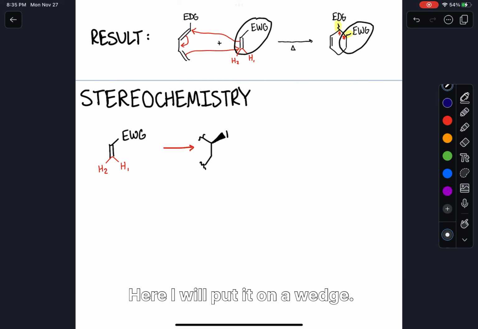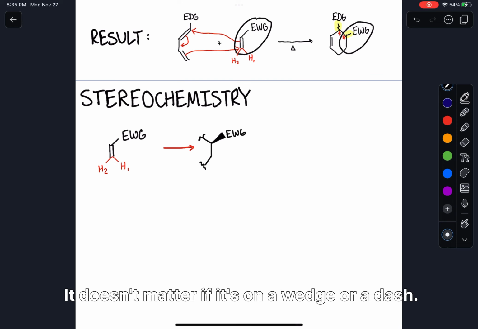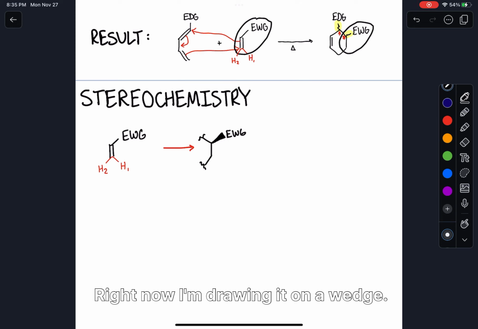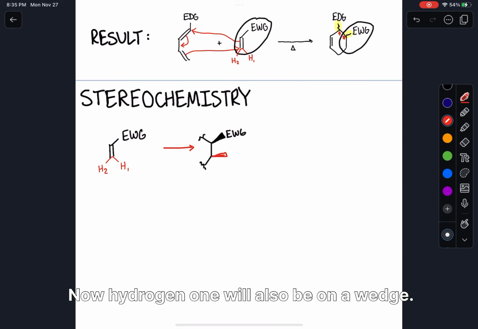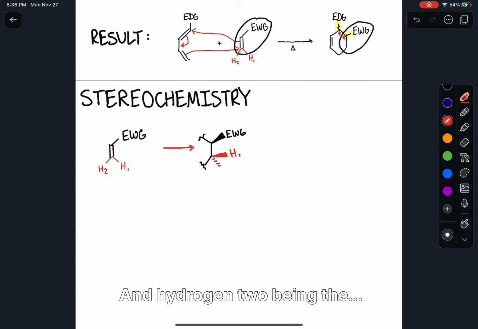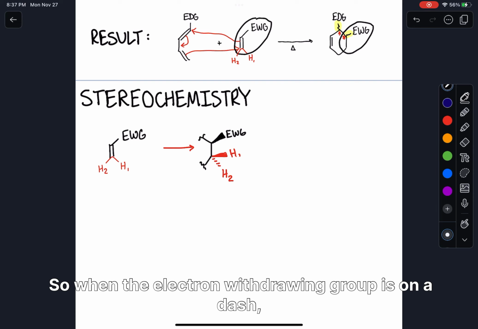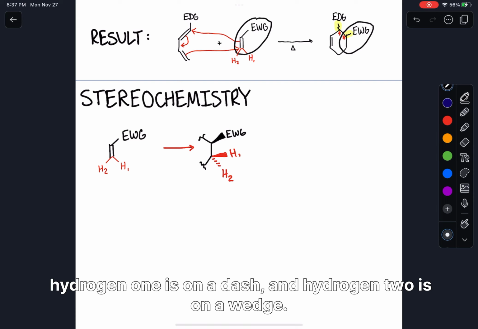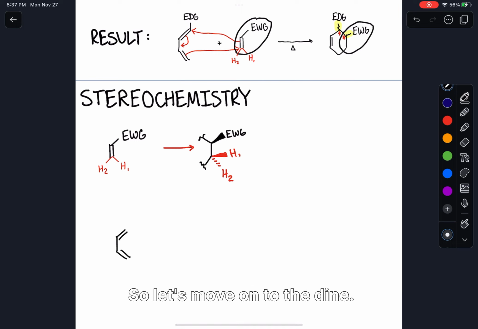Here I will put it on a wedge. It doesn't matter if it's on a wedge or a dash. Right now, I'm drawing it on a wedge. Now, hydrogen 1 will also be on a wedge. However, hydrogen 2 will be on a dash. Now, this is just one of the examples. The enantiomer is also true. So when the electron withdrawing group is on a dash, hydrogen 1 is on a dash, and hydrogen 2 is on a wedge. So let's move on to the diene.